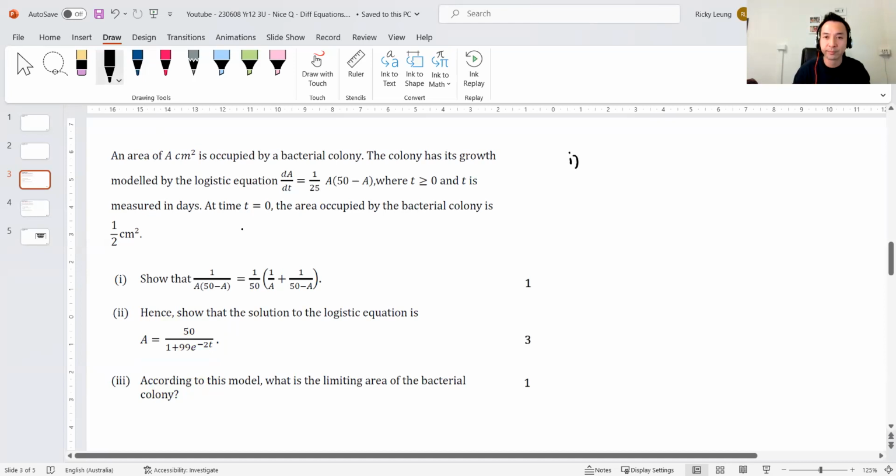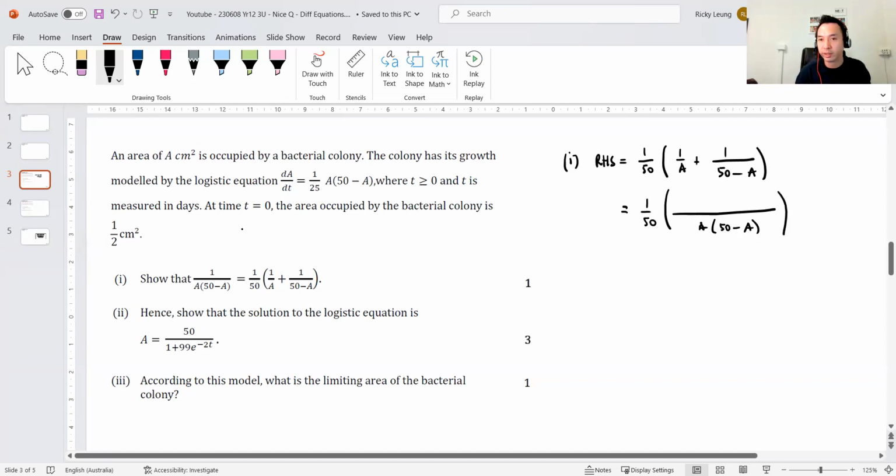So for part 1, it's a proving question where I'm going to be big brain and go from the right-hand side proving to the left, right? So in this case, 1/50 times (1/A + 1/(50 minus A)). Always start with the two fractions proving to the one. It's easier, right? So then all I've got to do now is common denominator the bracket fractions, where it becomes A times (50 minus A). Yeah, and you sort of cross multiply, don't you guys? Cross multiply that, and you get 50 minus A plus A, right?